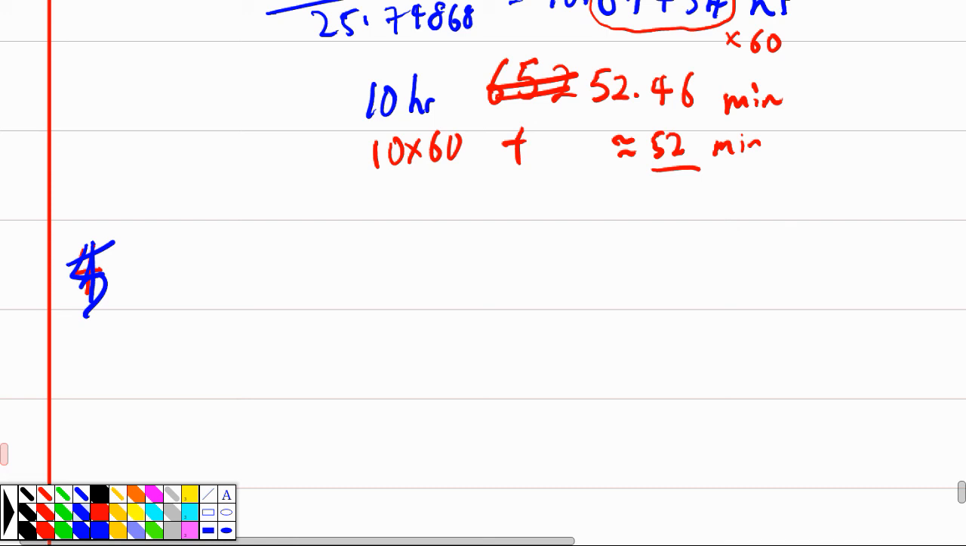Okay, let's look at A. A says I want to find AOD. AOD. Hello, why is it so difficult?